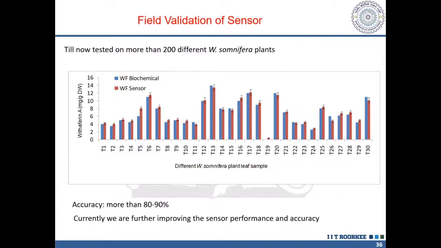So here you can see, the blue one is the biochemical analysis, where we determined the withaferin content by means of HPLC, and the red one is what was detected by means of the sensor. So we are quite close. We are getting even 80 to 90% accuracy.